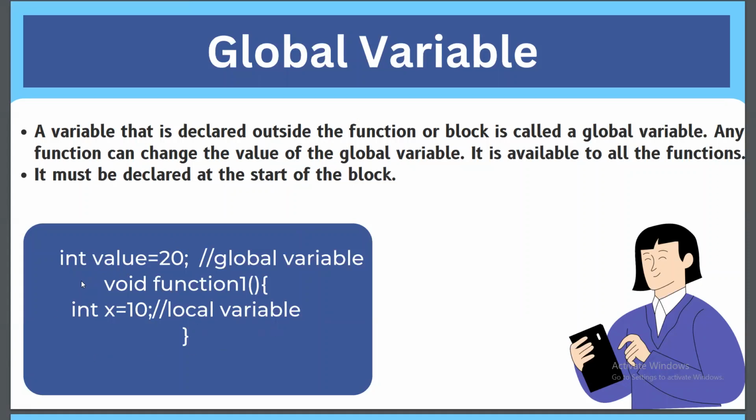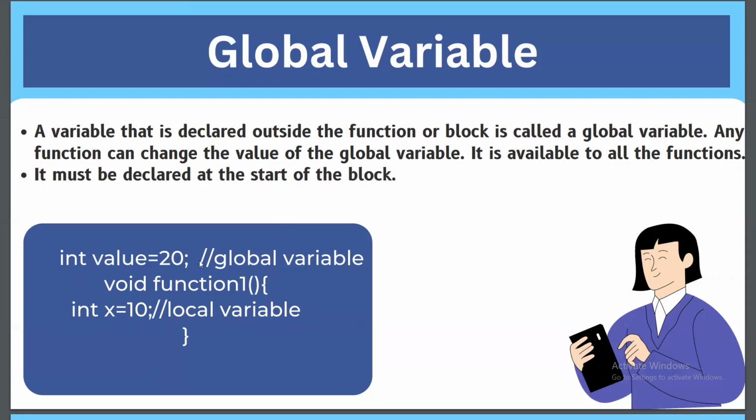Suppose we are defining a block that is void function1. Inside the block, we have defined int x equals 10, that is local. But outside, we have defined value equals 20. It's a global variable. Now the second line says that we can change the value of the global variable in a function.